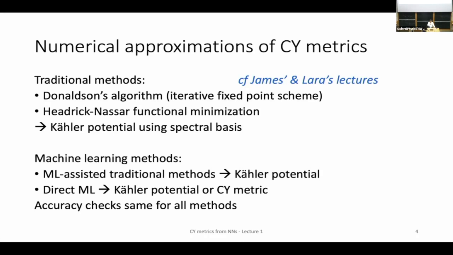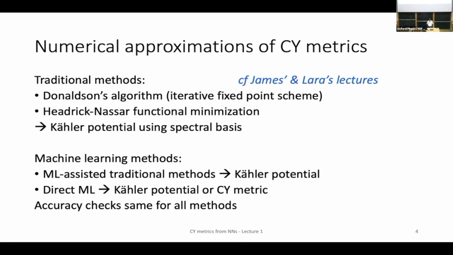Otherwise, you can do this direct learning of the metric, or you can apply machine learning directly without any reference to these traditional methods, and then you can learn either the Kähler potential or the Calabi-Yau metric directly. These are the different choices you can make, and naturally this will give different kinds of architectures to your machine learning packages, or the way that you structure your solution to this problem will look different depending on what kind of methods you're using.